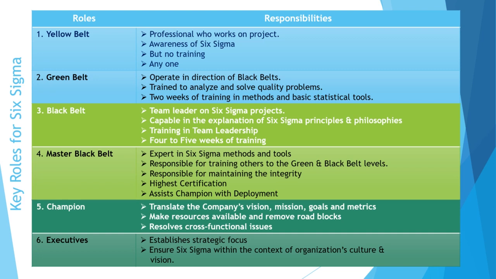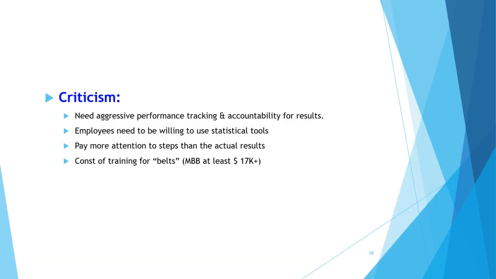Finally, executives. They establish a strategic focus and ensure Six Sigma fits within the context of the organization's culture and vision. There are criticisms. It needs aggressive performance tracking and accountability for results. Employees need to be willing to use the statistical tools. In Six Sigma, we are paying more attention to tools or steps than the actual results. The training cost is very high, particularly, as an example, for a Master Black Belt, it costs around $17,000.